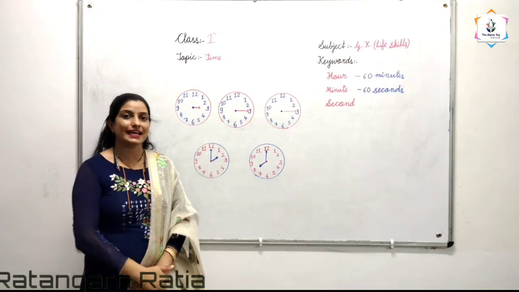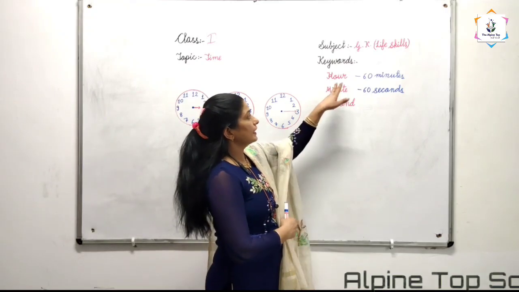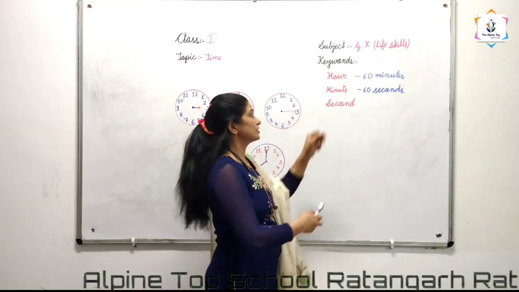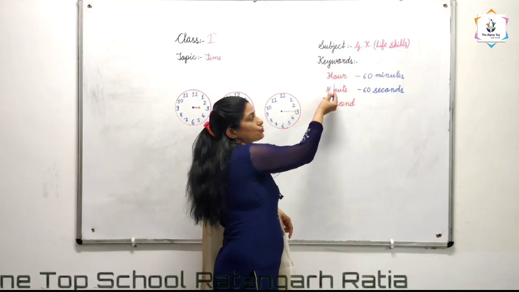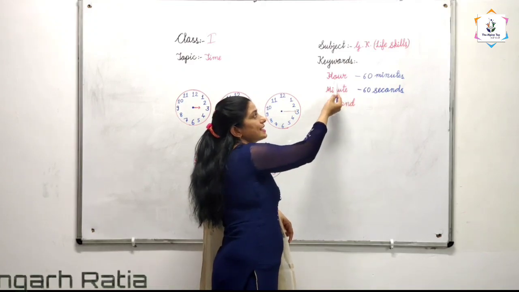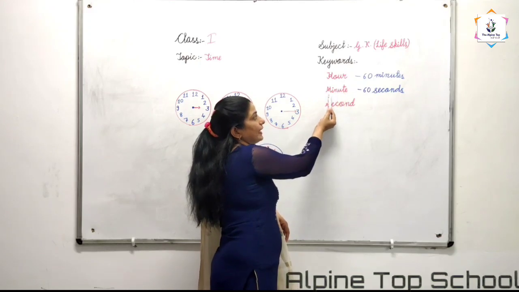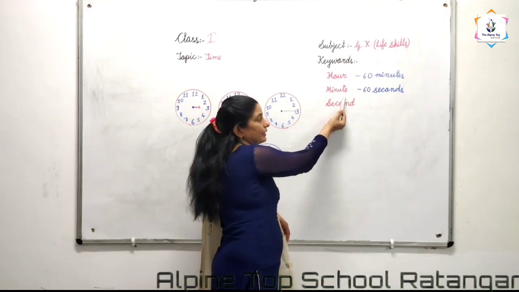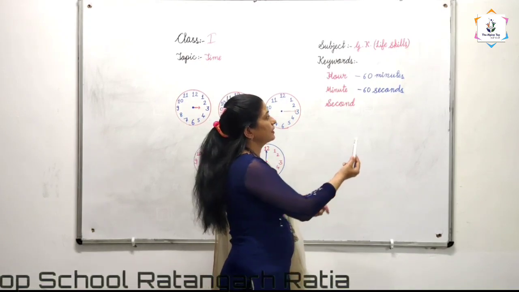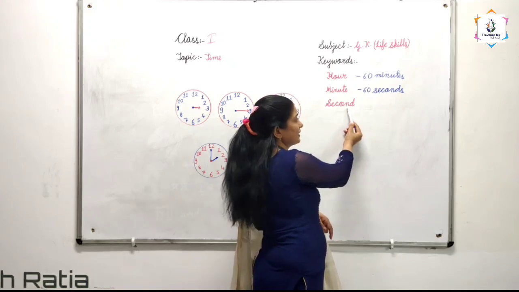So time plays an important role in our life. There are three main points that we use to measure time. So their terms are HOUR. This is the biggest measurement of the time. Then MINUTE and SECOND. So this is the smallest term to measure time.